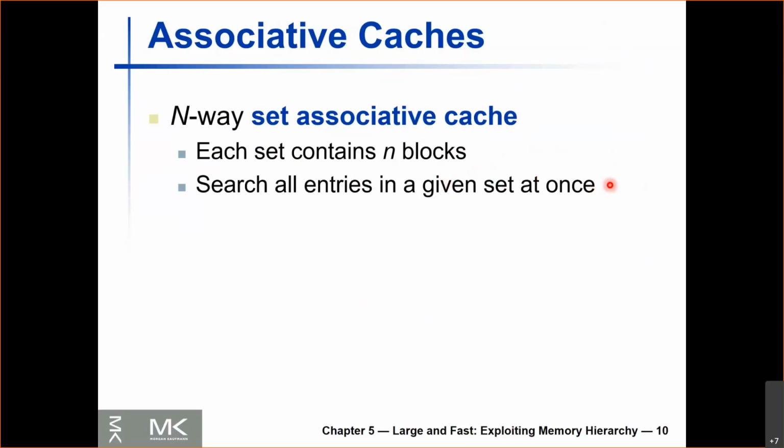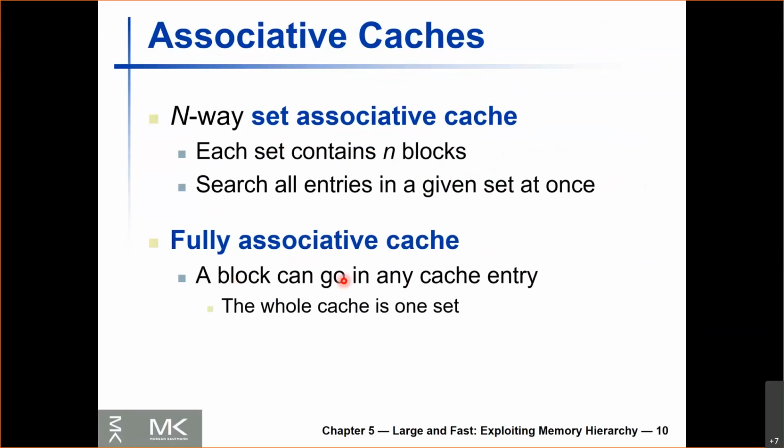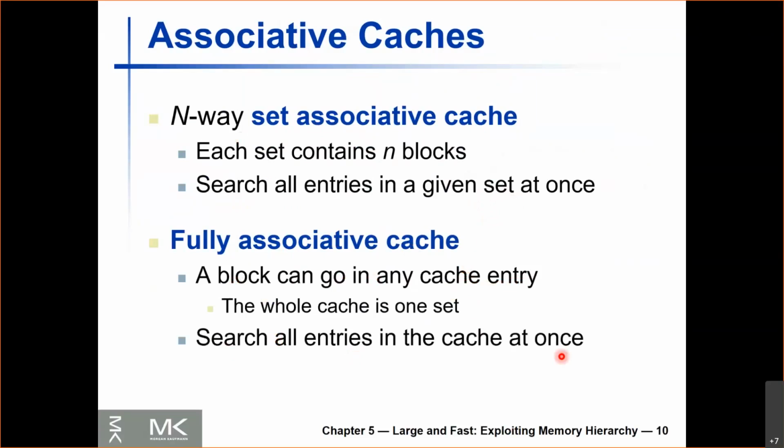And a special case of an n-way set associative cache is a fully associative cache. Actually, a direct map cache is a special case of an associative cache where we just have one block per set. And a fully associative cache is another special case of an n-way set associative cache, which is the other extreme, where the entire cache is one set. So in a fully associative cache, a block can go anywhere in the cache. You can think of the whole cache as one set. And just like with an n-way set associative cache, we had to search all the entries in the set that matches our index, in a fully associative cache we're going to have to search all the entries in the cache at once to find our hit.